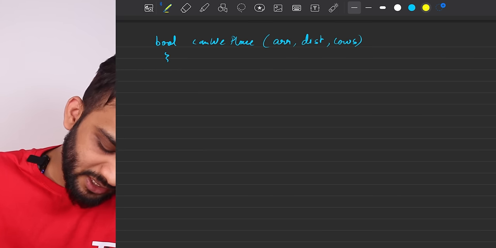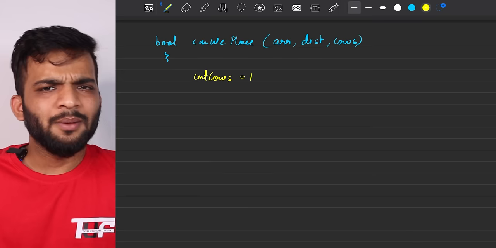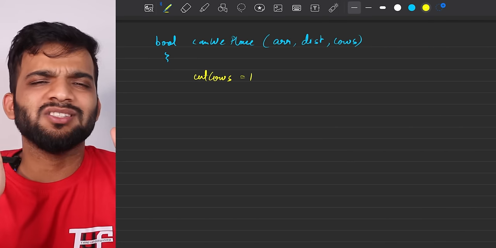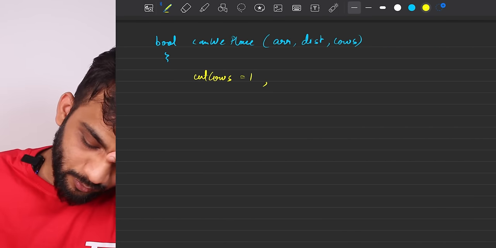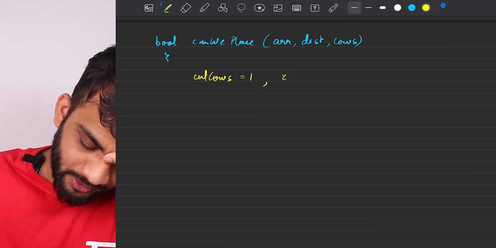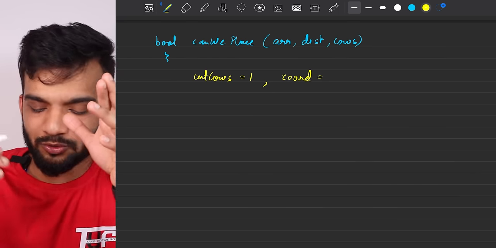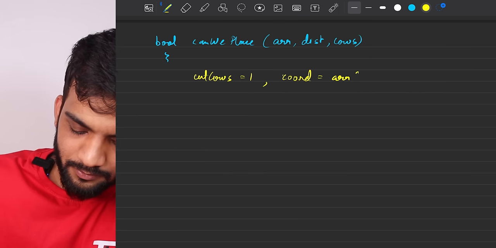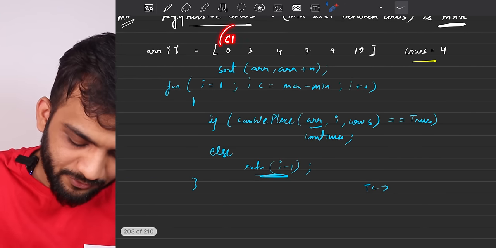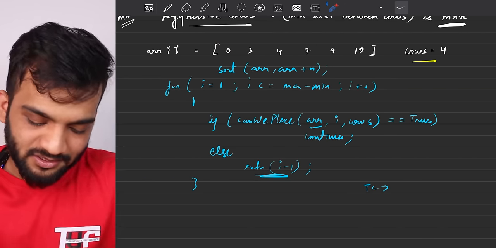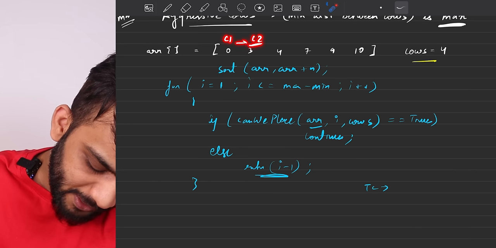Initially, I can keep the count of cows to be 1. Because I know the first cow will always go at the first index. So where is the coordinate? You can say coordinate. Where is the first coordinate where the cow goes? Array of 0. Because that is where you place the first cow. That's very much obvious that you place the first cow here. And you have to look for the next. So you start from here. Because cow 1 is here, you check, can a cow 2 be placed?